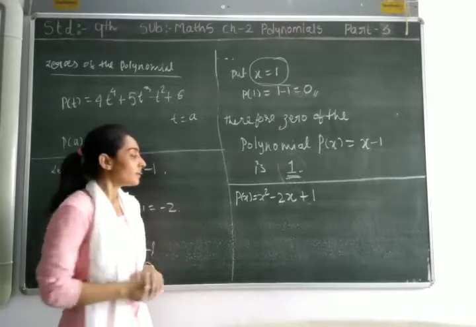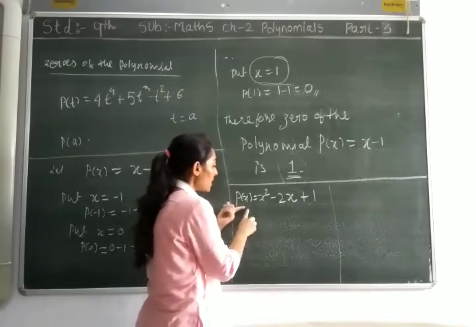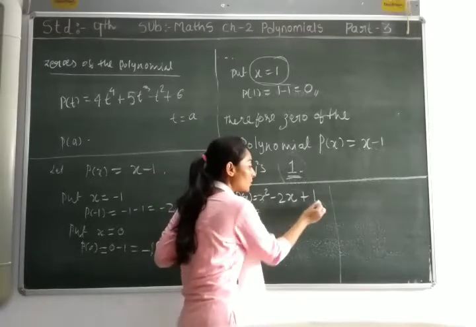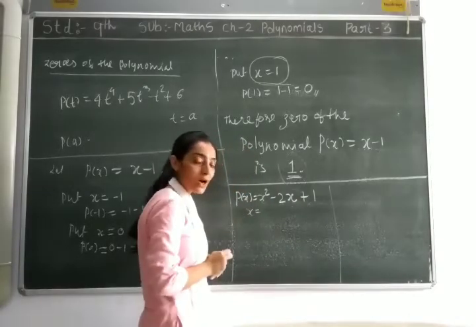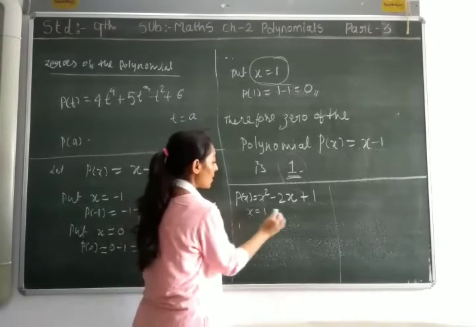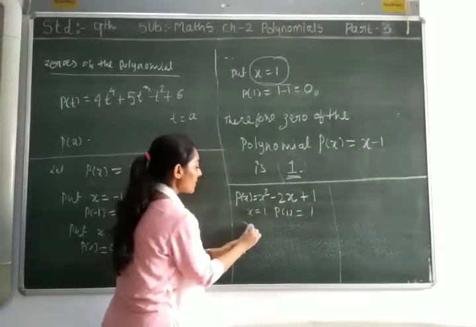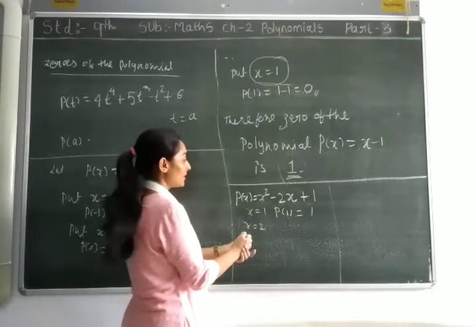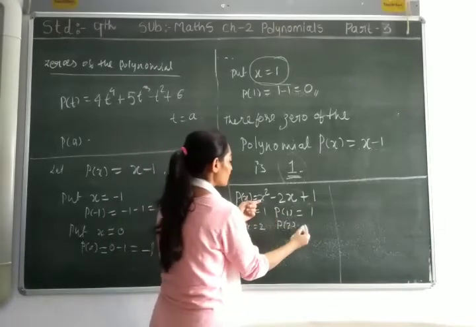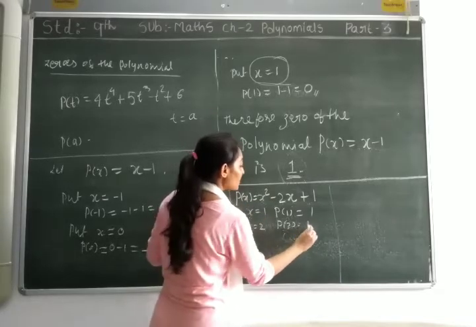Look, just try using the trial and error method. It means if you put different values to the variable, if I put x equals to 1, then p of 1 is 1. If I put x equals to 2, so here I am getting 4 minus 4 plus 1. So I am getting plus 1 only.